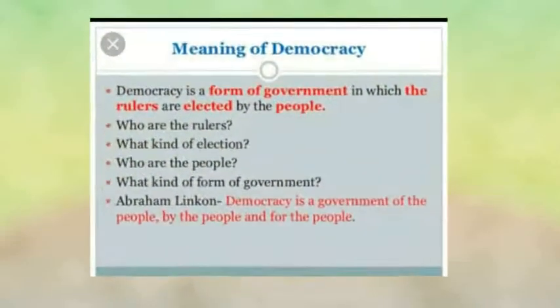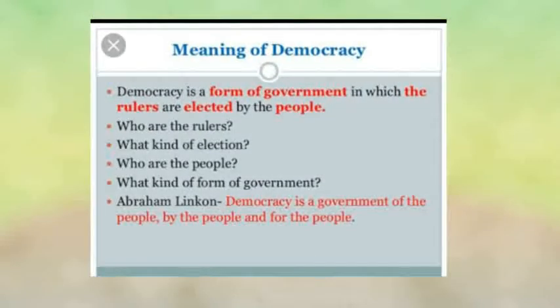If we study in simple words the meaning of democracy, then democracy is a form of government in which the rulers are elected by the people. Here some words are highlighted. In this definition, these highlighted words are very important: form of government, the rulers, elected and people. We will talk in detail about these words.